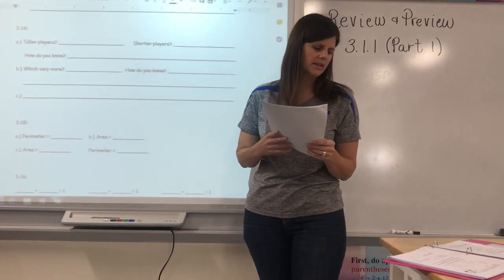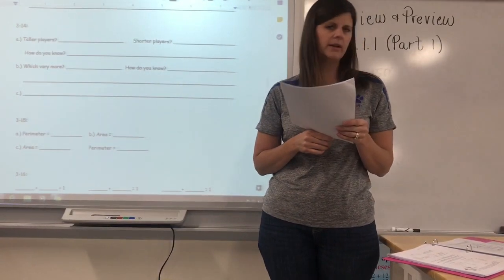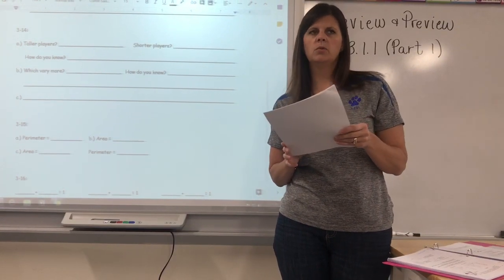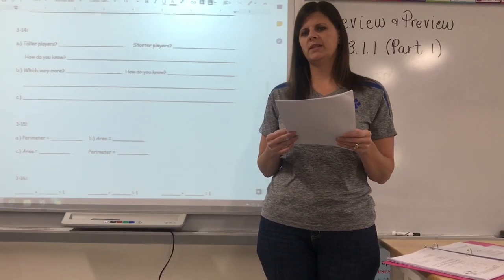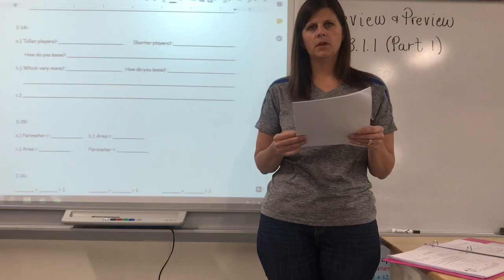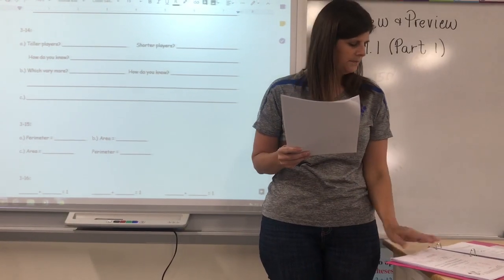And then for Part C, to decide which team has more players that are about the same height, you want to be looking to see in which spot do we see the highest frequency? Which spot has the highest frequency?